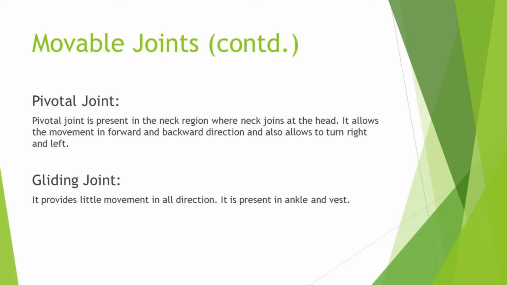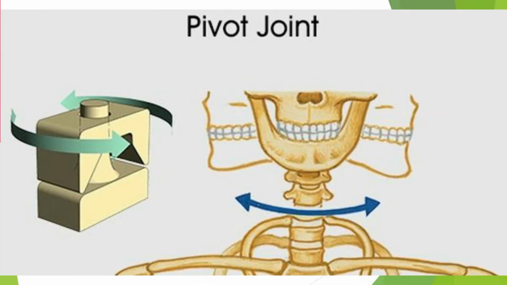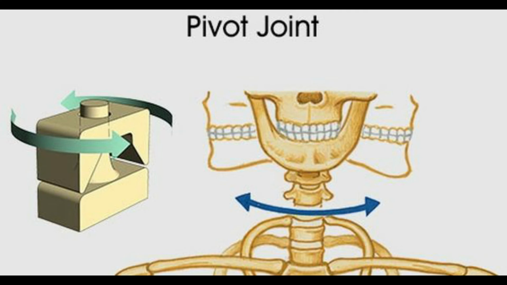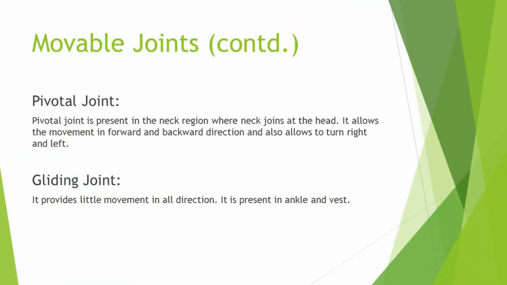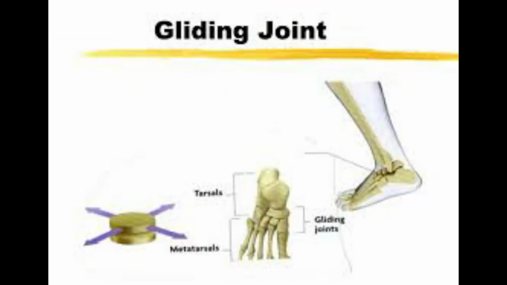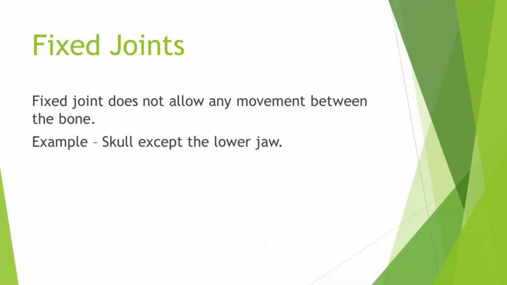The pivotal joint is present in the neck region where the neck joins the head. It allows movement in forward and backward directions and also allows us to turn right and left. Gliding joints provide little movement in all directions, as in the ankle and wrist. Now, the fixed joint. A fixed joint does not allow any movement between the bones.